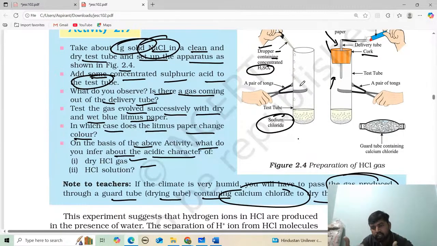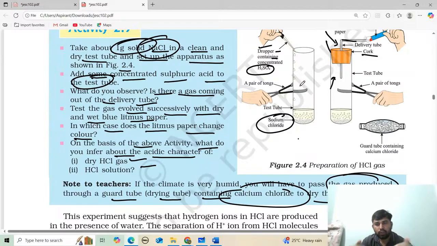In the first case, pure HCl gas is passed through the dry litmus paper. As the litmus paper is dry, there are no H plus ions. H plus ions are responsible for the acidic property and for the color change of the indicator, so we can't expect the blue litmus paper to turn red.